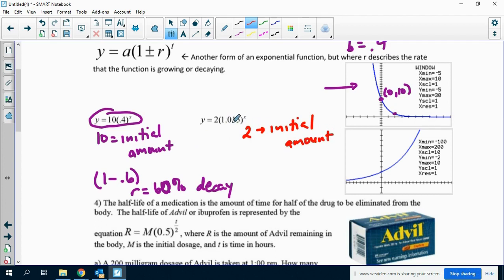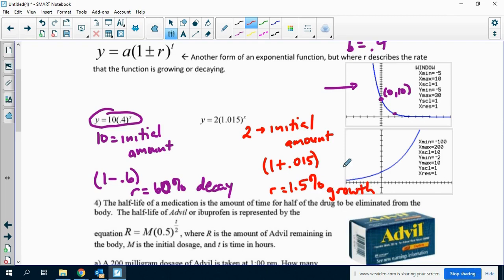And then notice my b is 1.015. So that's the same thing as 1 plus 0.015, which is a 1.5% growth. So that's my R. My R is 0.015 or 1.5%.